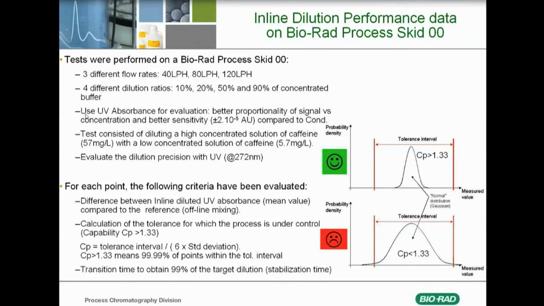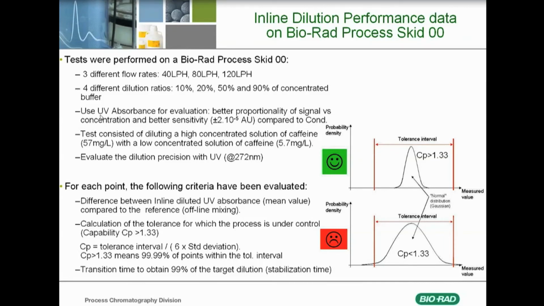For evaluating the performance, we have used the UV absorbance for evaluation. Why have we used UV absorbance? The first one is that UV has very good proportionality of signal versus concentration, and also a very good sensitivity, much better than the conductivity. So this is why, in order to really evaluate the performance, it's better here to use the UV, just for qualifying this inline dilution.